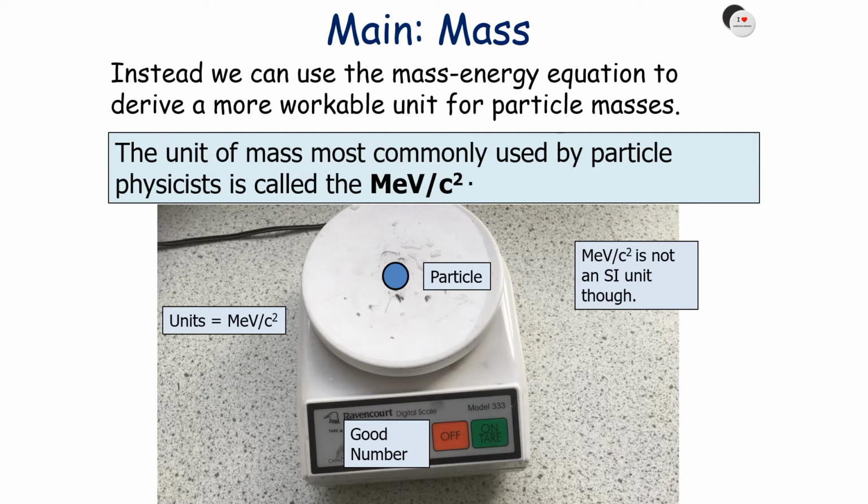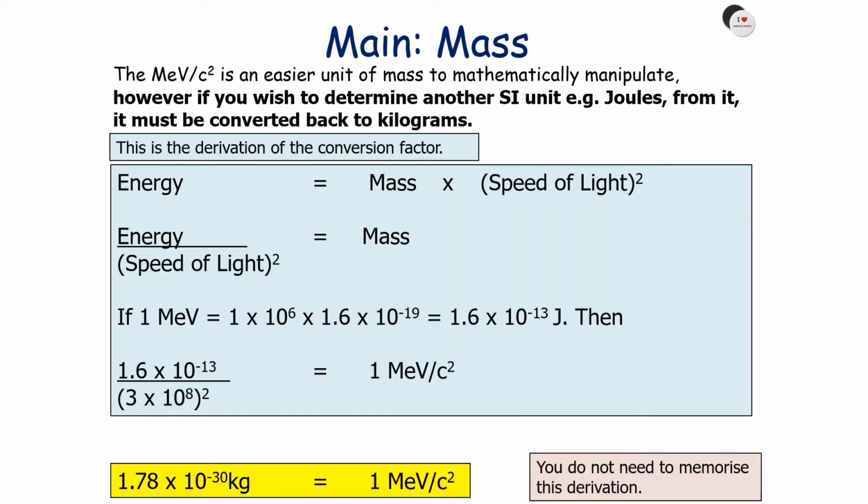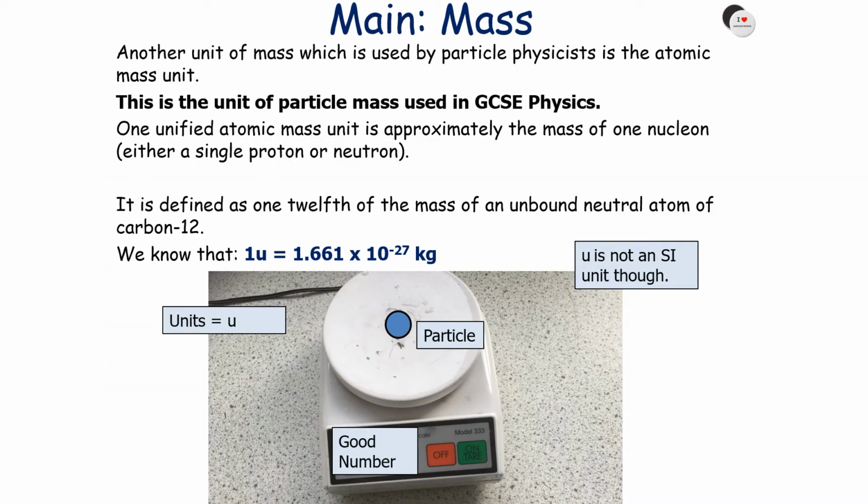Now MeV over c squared is not an SI unit. Now the MeV over c squared is an easy unit of mass to mathematically manipulate. However, if you wish to determine another SI unit, so for example meters or a derived unit such as hertz, it's got to be converted back to kilograms. Now our conversion factor is that 1 MeV over c squared is equal to 1.78 times 10 to the minus 30 kilograms.